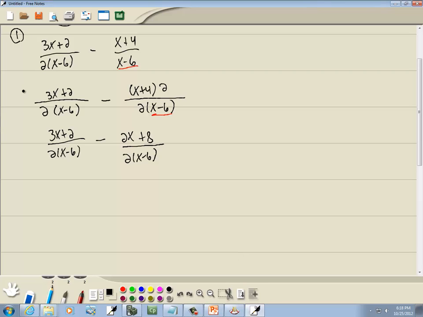See, what was that, step 2? Yeah. Step 3, add or subtract the top parts and put it into a single fraction. Remember, a negative out in front of your fraction flips the sign of everything on top of the fraction that follows it. So we're going to have 3x plus 2 minus 2x minus 8 over 2 times x minus 6. Well, 3x minus 2x is x. 2 minus 8 is negative 6.